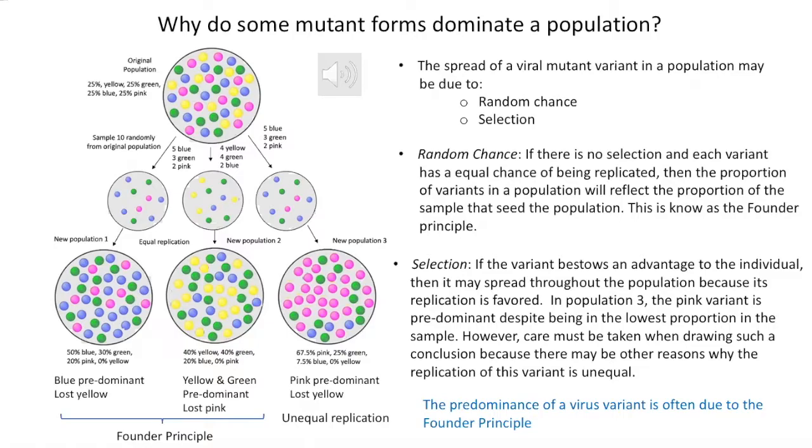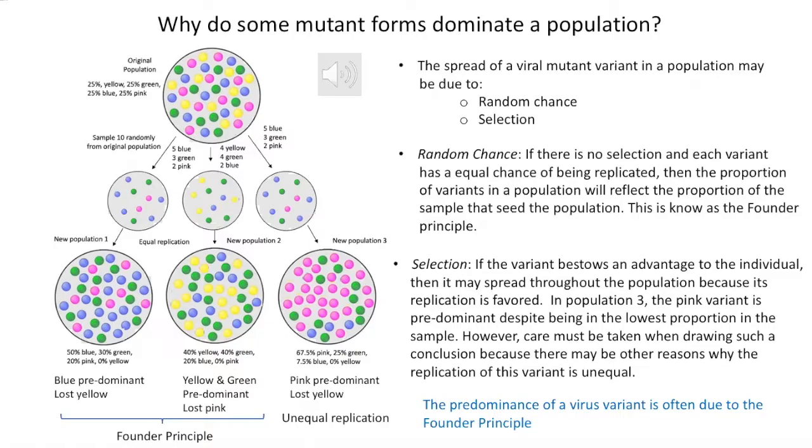If, however, the variant bestows an advantage, then we would not expect this to happen. We would expect the variant to be replicated unequally, like in population 3, where the pink variant dominates, despite being in the smallest proportion in the founding sample.